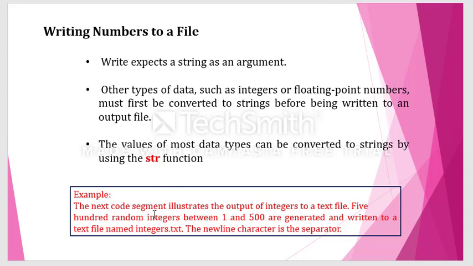Now there is a small example. There is a small example code we have written here. The example is: 500 random integers are generated between 1 and 500 and written to a text file named integer.txt. So what I will do is write a program. That program will generate a number between 1 and 500.